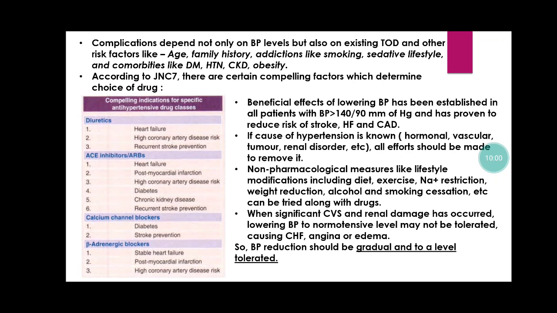If the cause of hypertension is known, which could be hormonal, vascular, due to an underlying tumor, a renal disorder, etc., all efforts should be made to remove it. Non-pharmacological measures like lifestyle modifications including diet, exercise, sodium restriction, weight reduction, alcohol and smoking cessation, etc., can be tried along with the drugs. When significant cardiovascular or renal damage has occurred, lowering BP to normotensive level may not be tolerated, causing CHF, angina or edema. So BP reduction should be gradual and to a level tolerated.